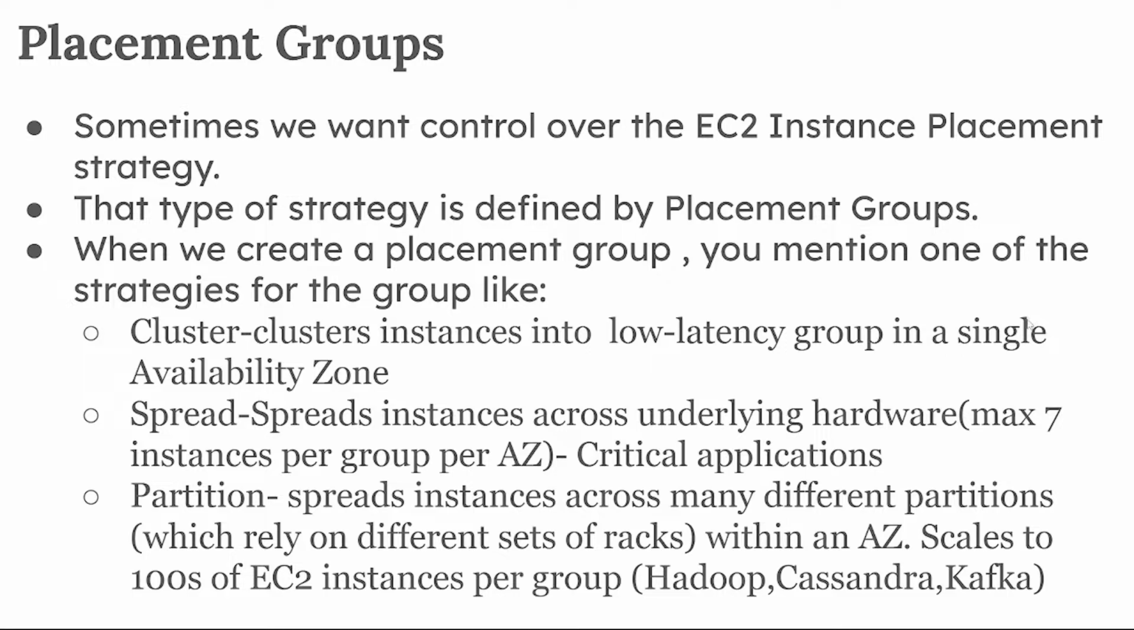And then third comes partition. Partition spreads instances across many different partitions. We just spread our instances across different partitions within an availability zone, and it can scale to hundreds of EC2 instances per group. In a group we can place many EC2 instances, like Hadoop, Cassandra, and Kafka do.